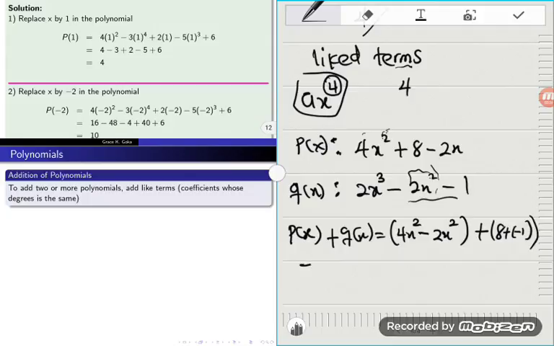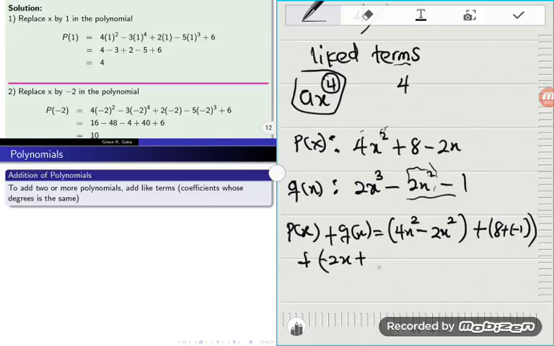Then we move on to the last term of the first polynomial, which is minus 2x. You can only add it to the term whose degree is 1. But in here, there is no term in the second polynomial whose degree is 1. And so it means we are adding it to 0x.